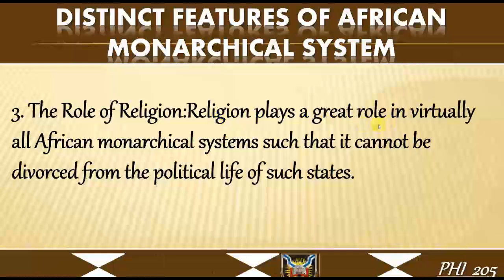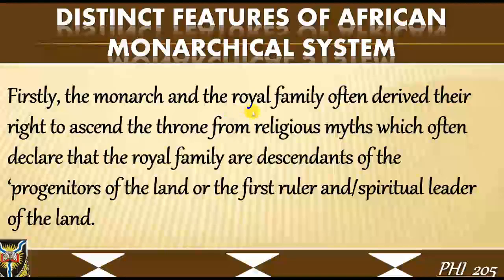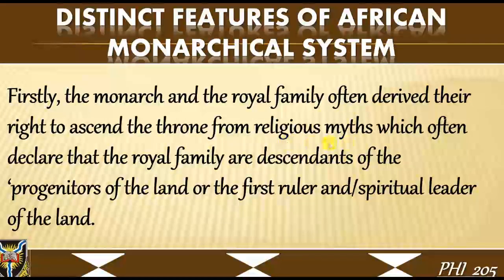Religion plays a great role in virtually all African monarchical systems, such that it cannot be divorced from the political life of such states. Firstly, the monarch and the royal family often derived their right to ascend the throne from religious myth, which often declares that the royal family are descendants of the progenitors of the land, or the first ruler and/or spiritual leader of the land.